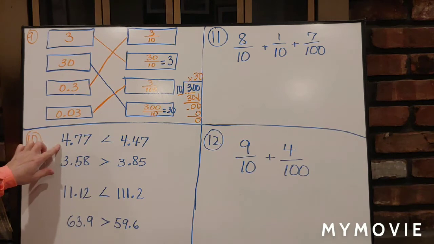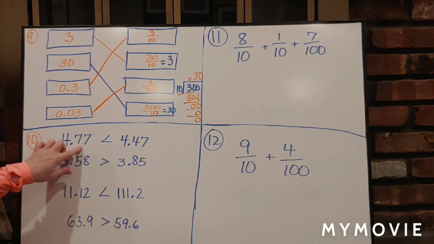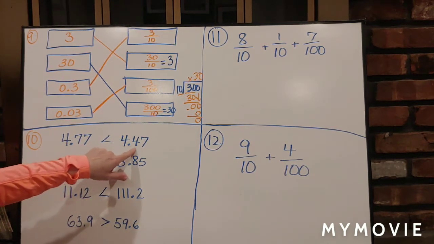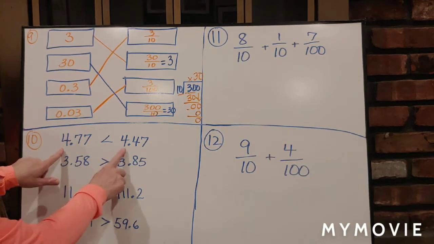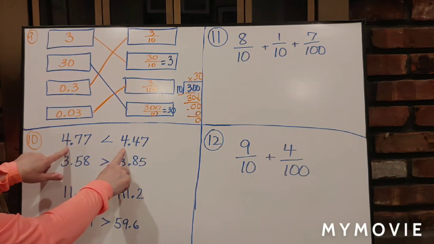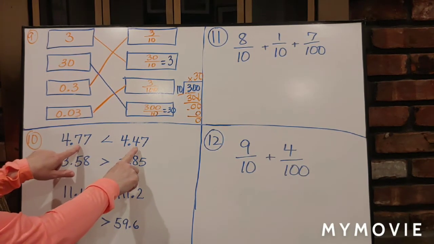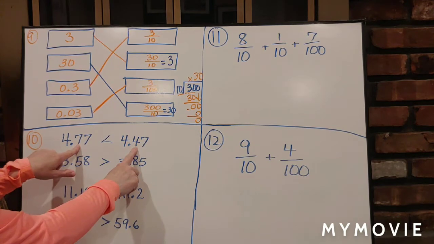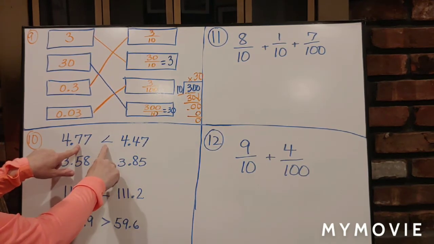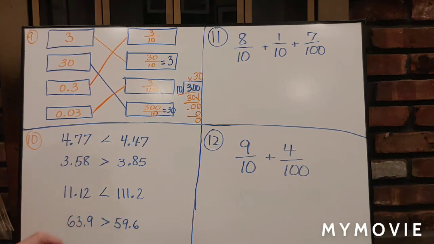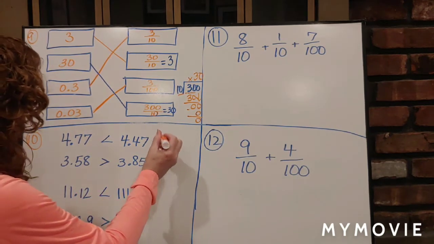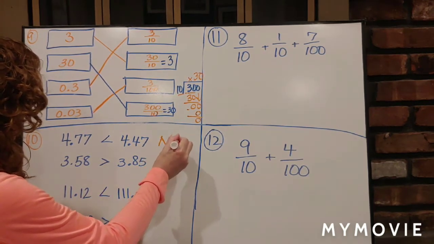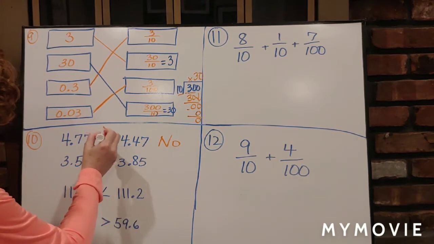So think about $4.77 compared to $4.47. Well, let's see. We have our ones column. Both have 4s. And we have our decimal point. We have our tenths column. This has a 7. This has a 4. 7 is greater than 4. So is this correct? No. So that first one, no, it's not correct. It should be this.